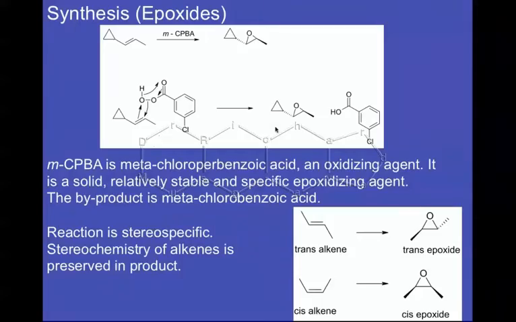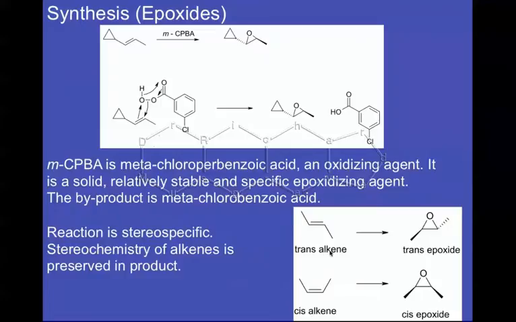I'd like now to talk about the synthesis of epoxides. The usual reagent for synthesizing epoxides from alkenes is meta-chloroperbenzoic acid, or MCPBA. That's this compound here. And the main point about MCPBA is that it takes an oxygen and basically plonks it on top of a double bond. And we lose the double bond, it becomes a single bond, and we get this cyclic structure, which is the epoxide.